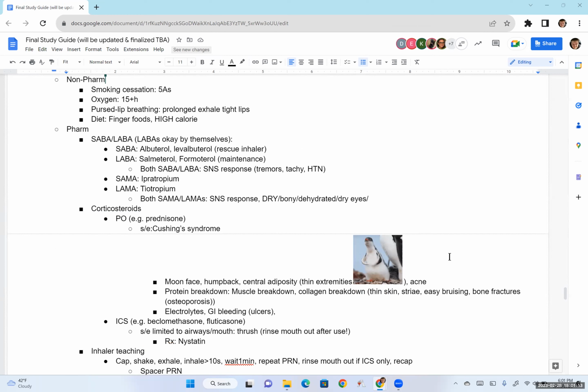Okay. So yeah, those are side effects of oral corticosteroids, right? And then what else do you teach an asthmatic? So you got PFM, what else? How to use the inhaler. So inhaler teaching, right?